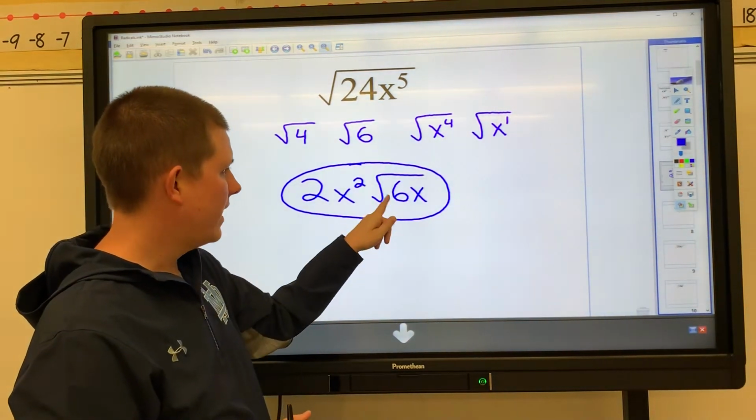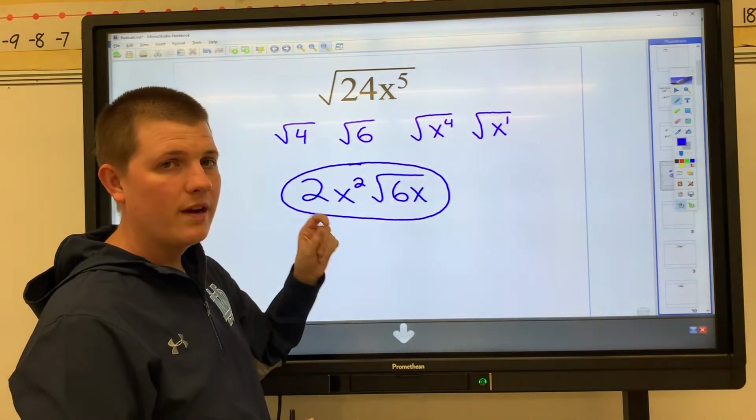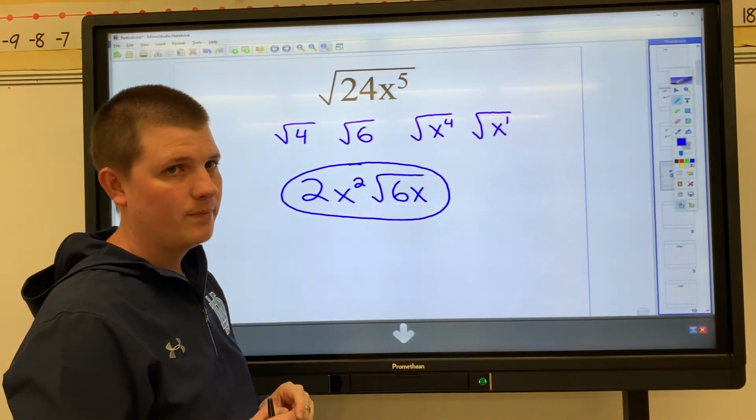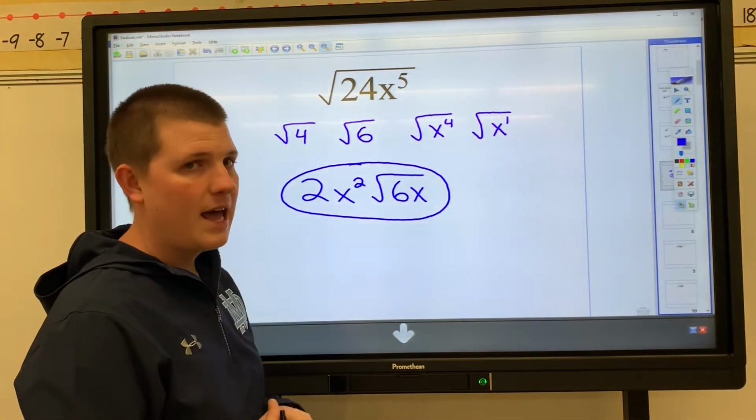If you ever have a radical and inside of the radical you have a variable where there is an exponent, you can keep going. Okay, you can keep going. So you always want the variables inside the radicals to not have an exponent.